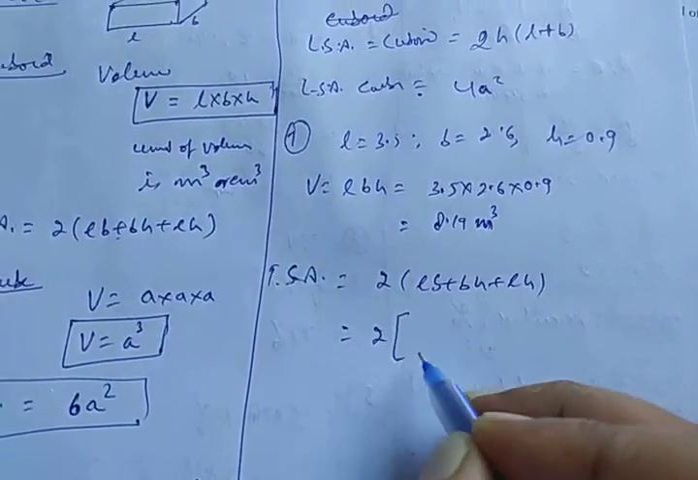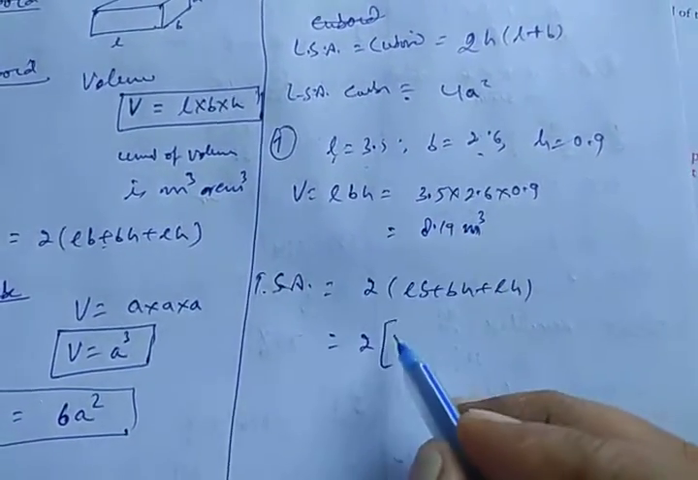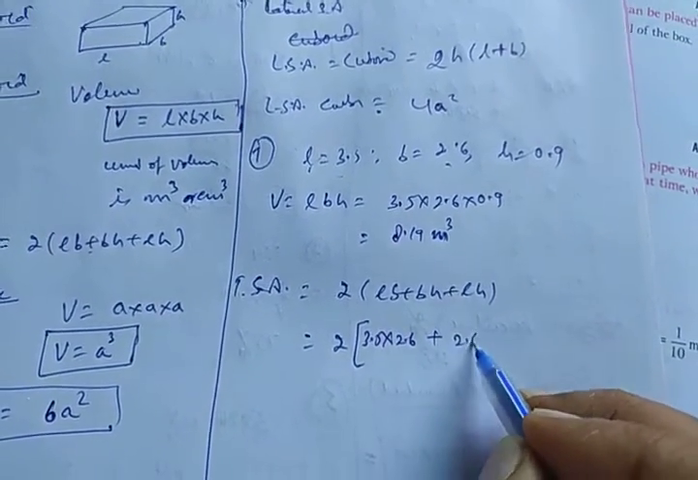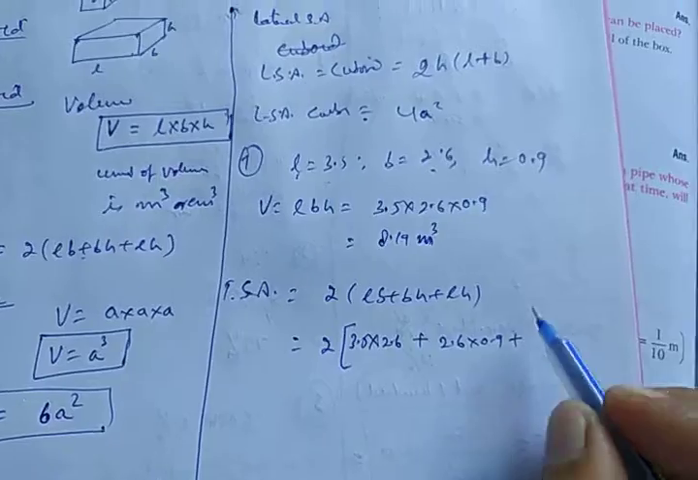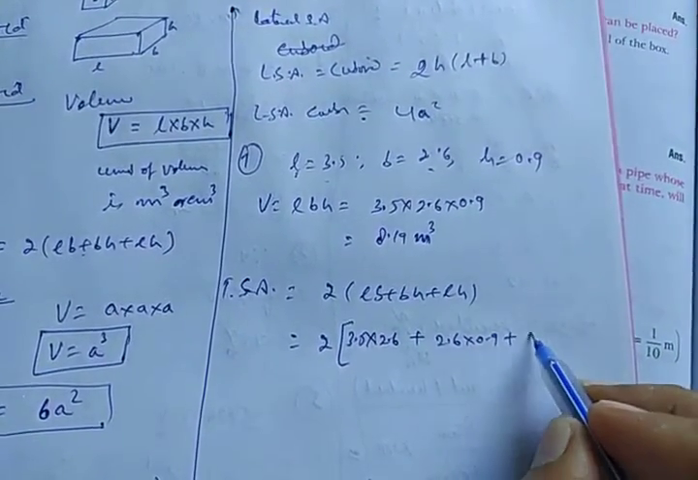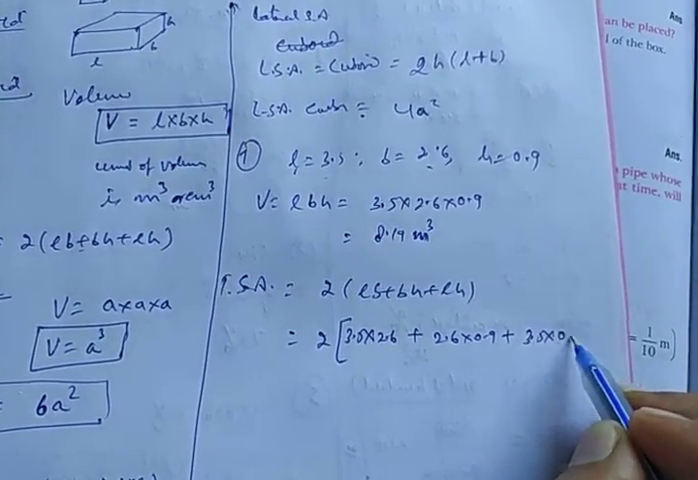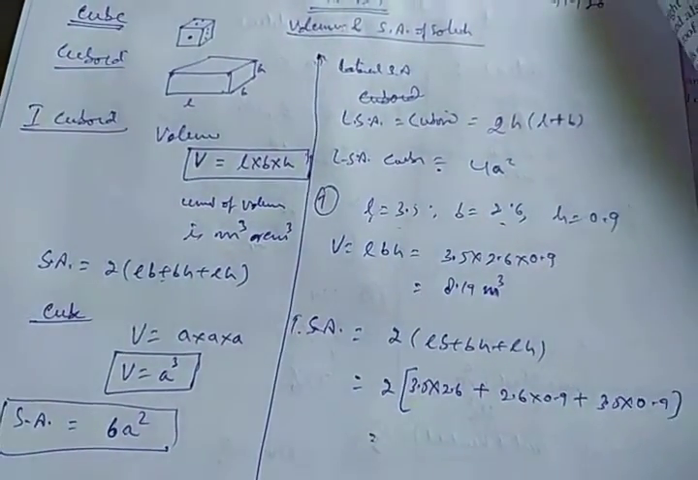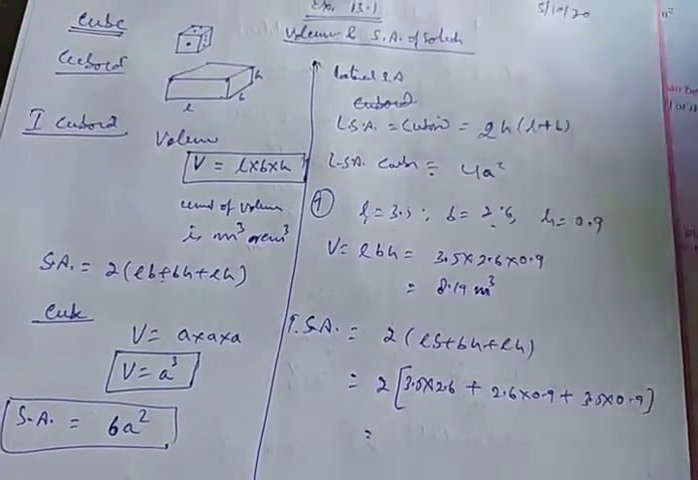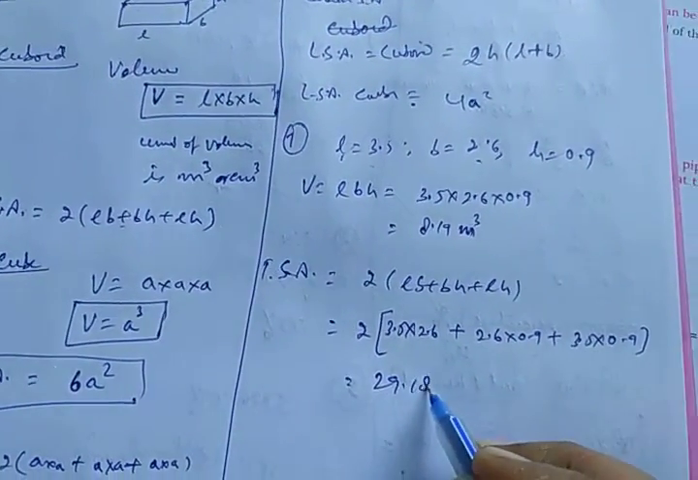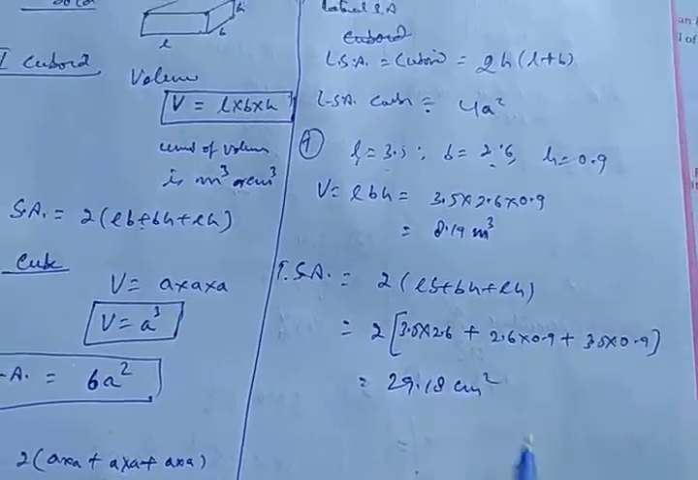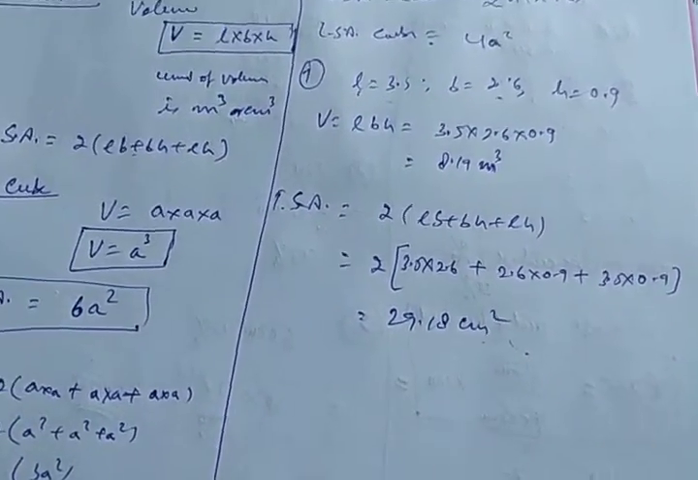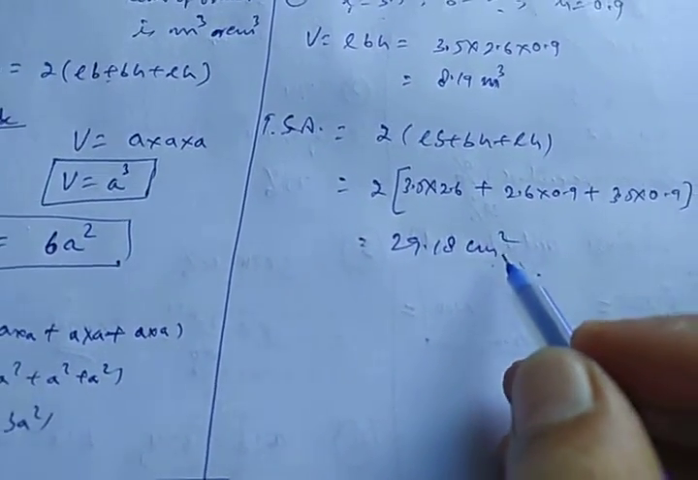Now substitute the values. 2 into L into B means multiplication of these two, 3.5 into 2.6, plus BH means 2.6 into 0.9, plus LH means 3.5 into 0.9. Now the calculation whatever you will observe is 29.18 centimeter square. In case of area, you are multiplying two sides, then centimeter into centimeter will become centimeter square.